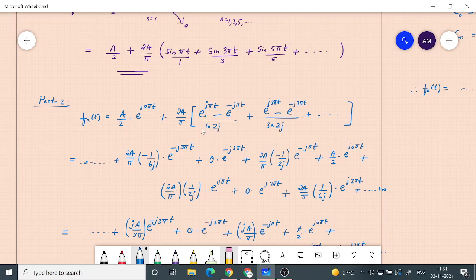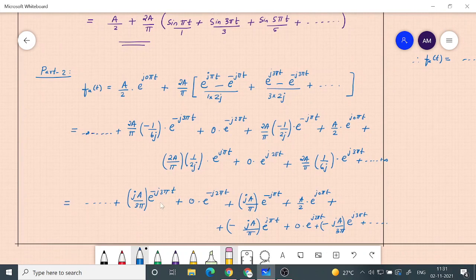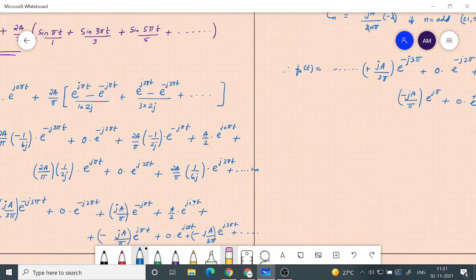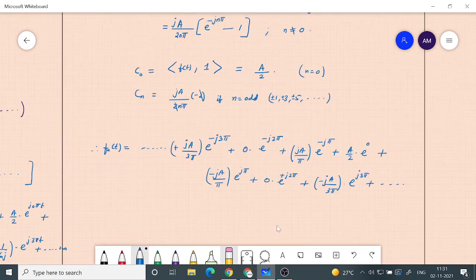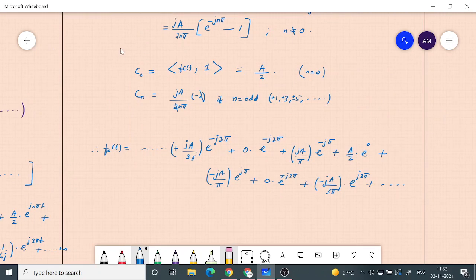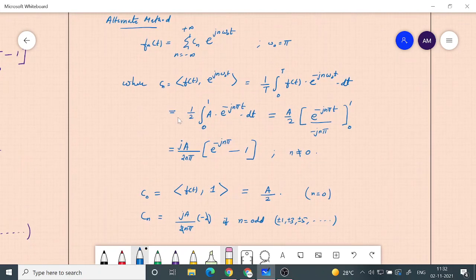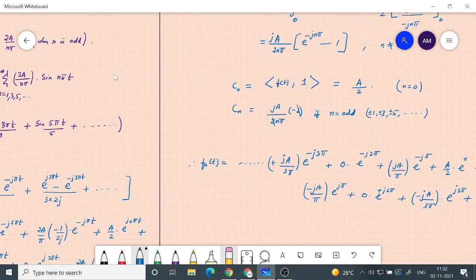Sine pi t is e raised to j pi t minus e raised to minus j pi t, divided by 2j. If you do that transformation and then collect all the terms of different powers of the exponential, you get actually what you get from the direct method. So I just wanted to show you that you can do it either way, there is no issue.